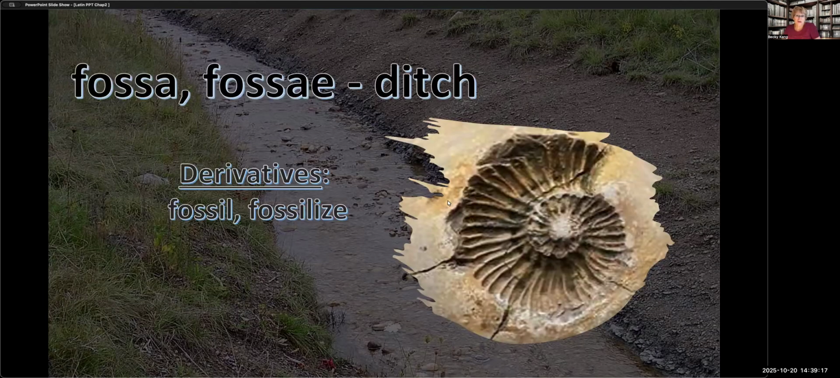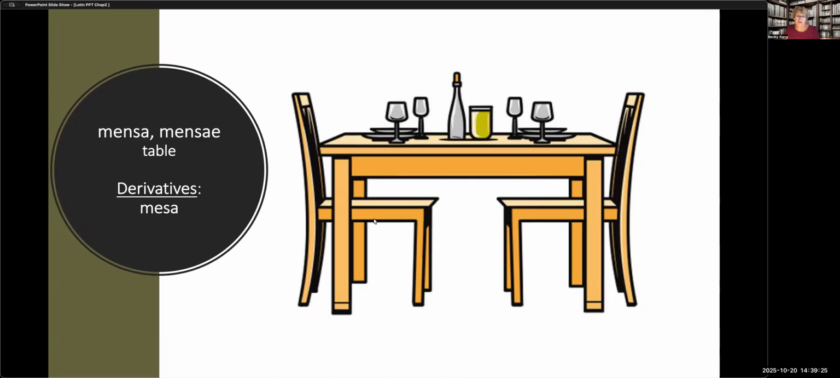Now, the second word is fossa, fossae, which is ditch. Derivative is fossil or fossilize, and you'll find those in ditches, right? That's how you're going to remember that. The third word is mensa, mensae, which is table, and the derivative is mesa. A mesa is actually a level playing field. That's like a big giant table that we're all eating at, right?